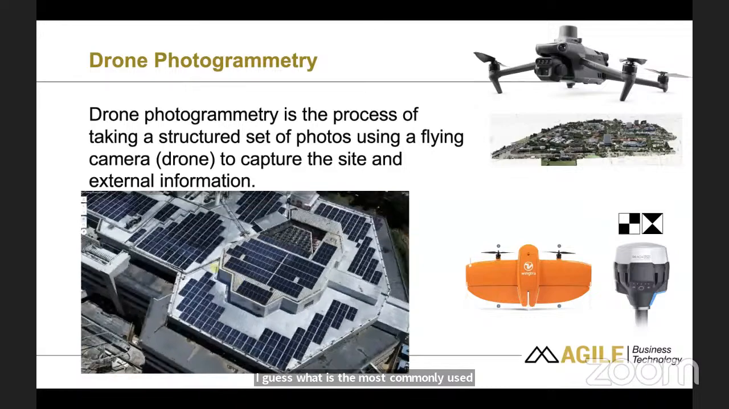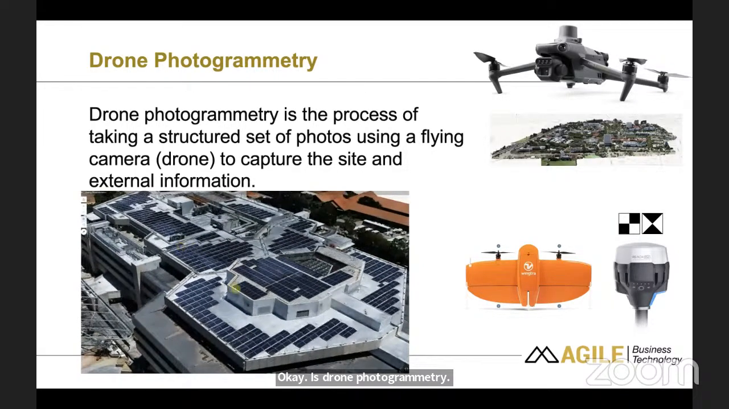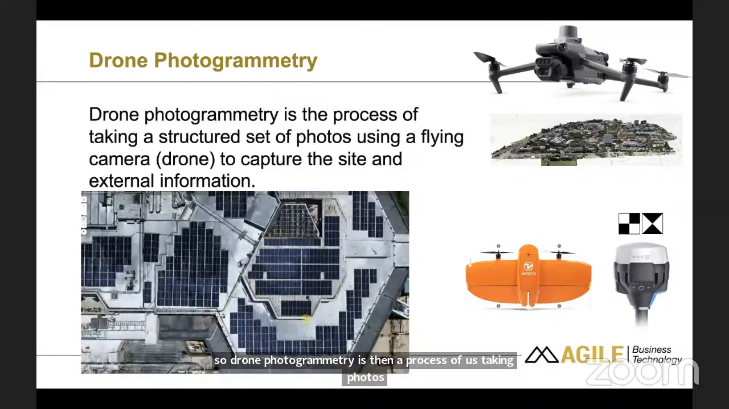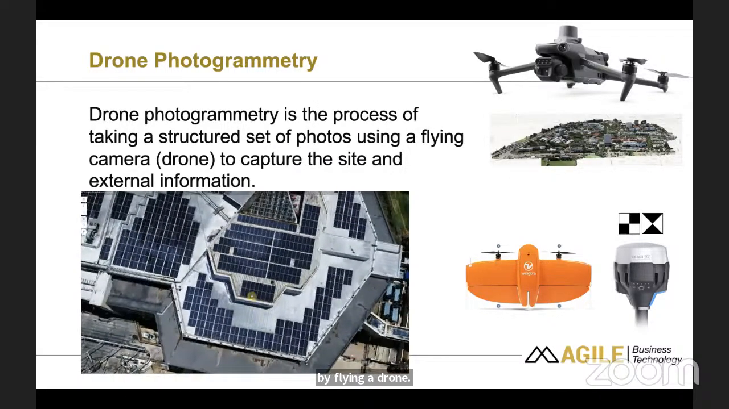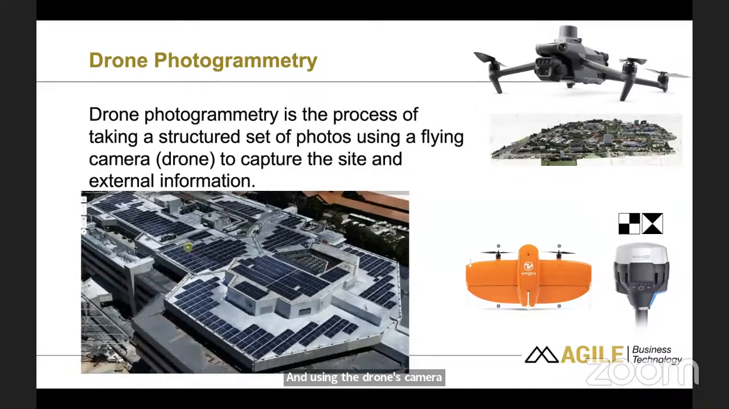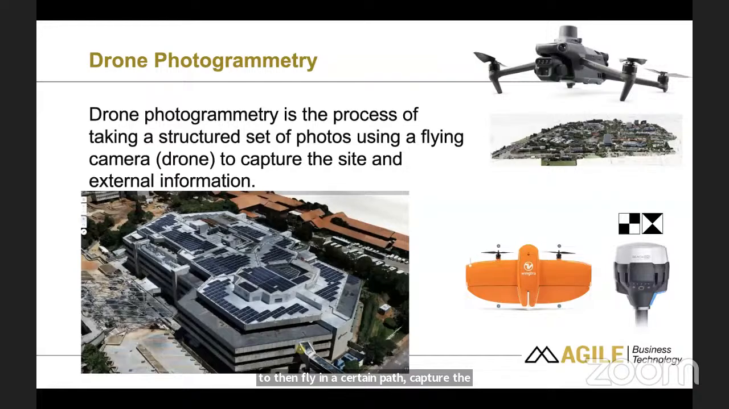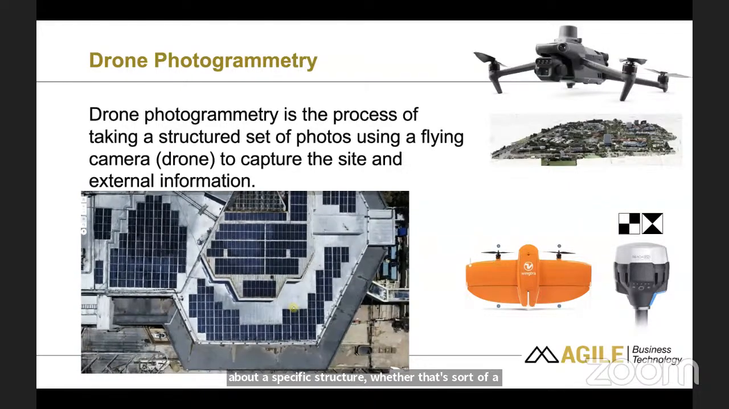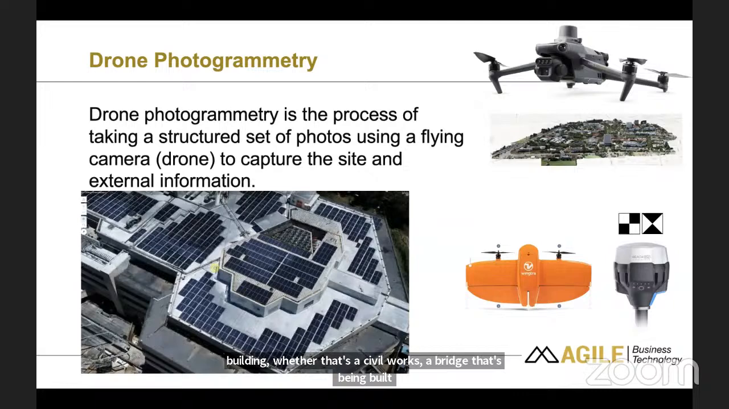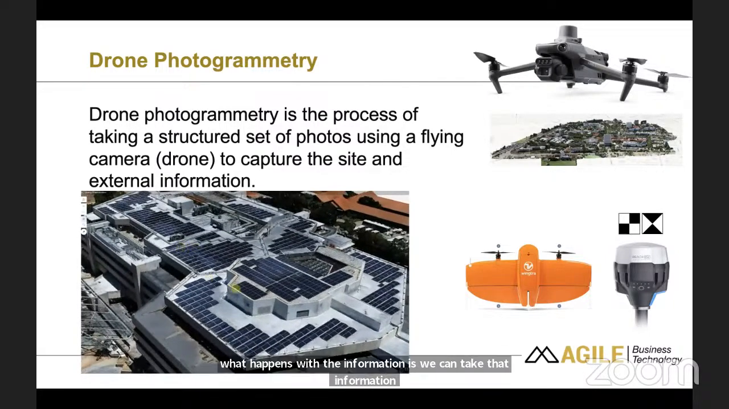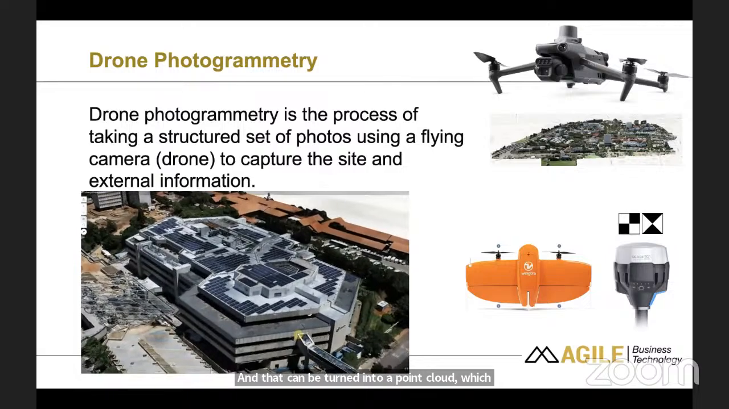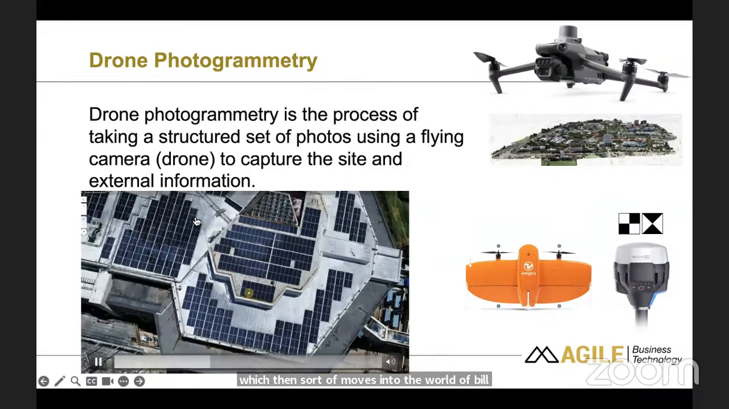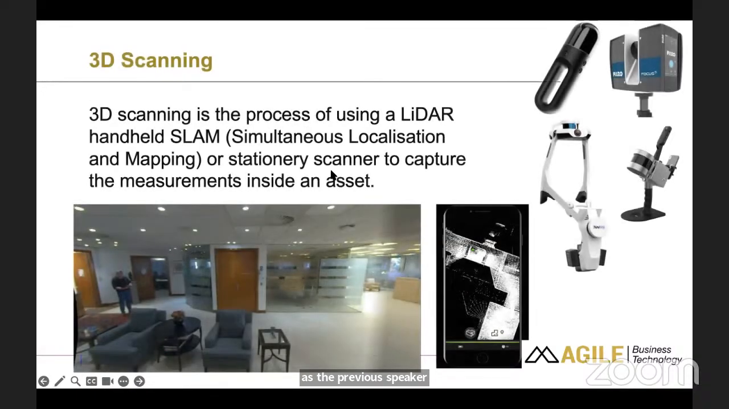If we start with what is the most commonly used, that is drone photogrammetry. Drone photogrammetry is a process of taking photos, or a set of structured photos, by flying a drone and using its camera along a certain path to capture the site and the external information about a specific structure, whether that's a building, civil works, or a bridge that's being built. We can take that information and turn it into a point cloud, which could then be turned into a 3D model, which moves into the world of BIM, as the previous speaker has spoken about.